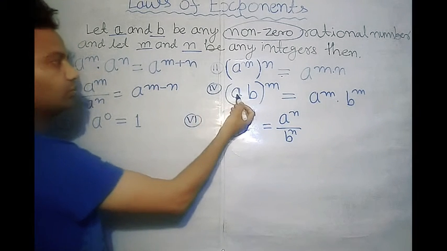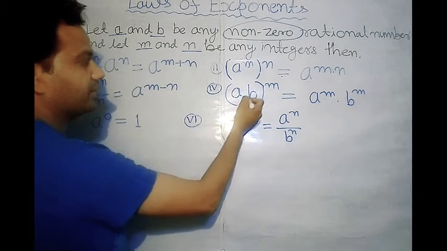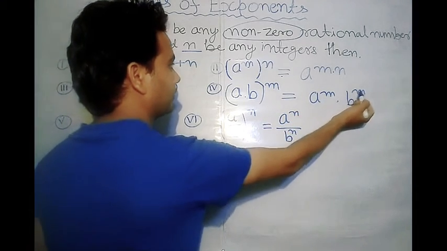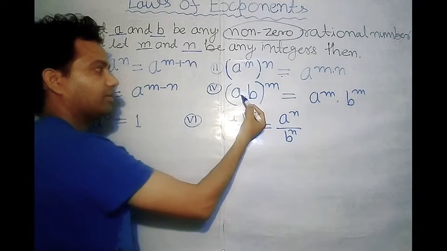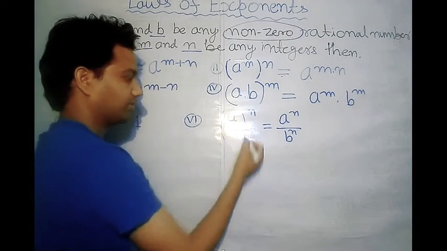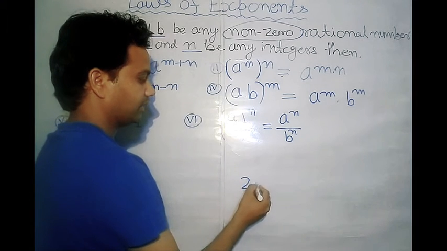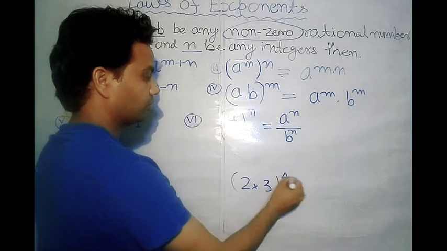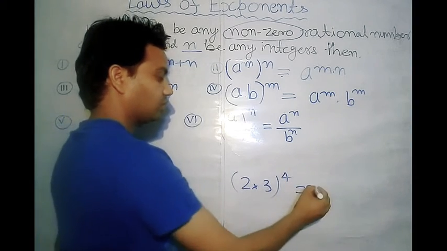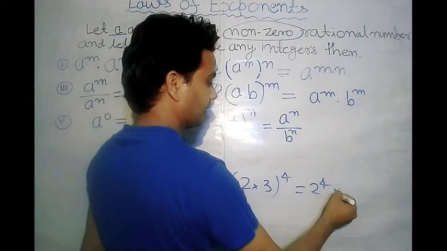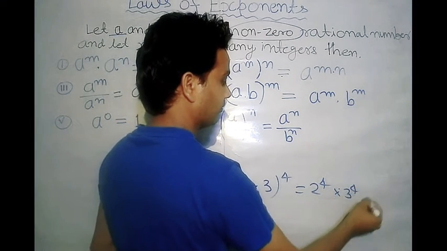Now the fourth rule: a dot b raised to power m equal to a raised to power m dot b raised to power m. Here the bases, a and b, are different and the power is equal. Suppose 2 multiplied by 3, raised to power 4. What will be the answer? 2 raised to power 4 multiplied by 3 raised to power 4.